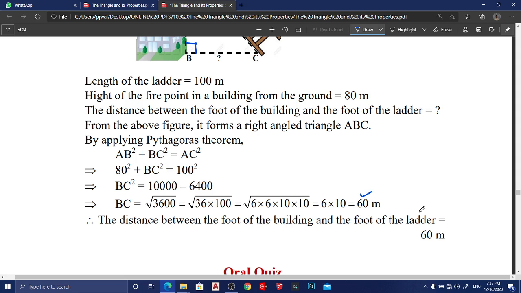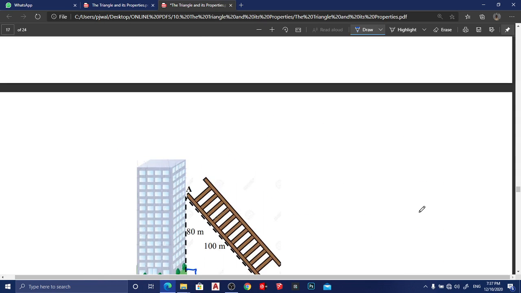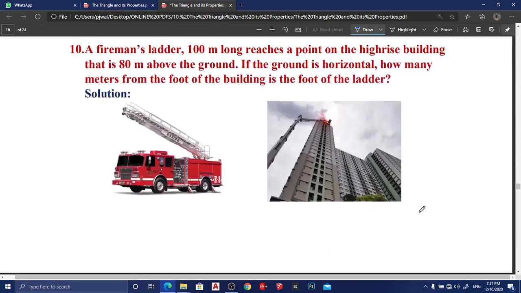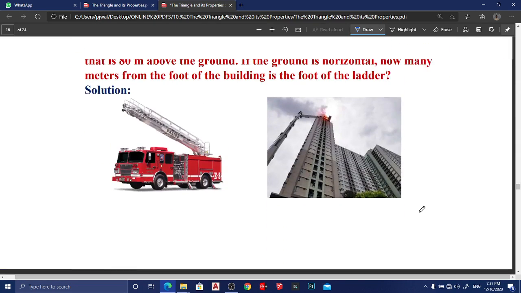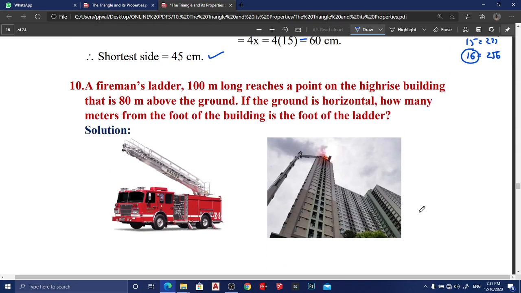So up to now all the problems in this exercise are completed. Okay, so in the next session we will continue with the next chapter, which is congruence of triangles. That's also a very important chapter.